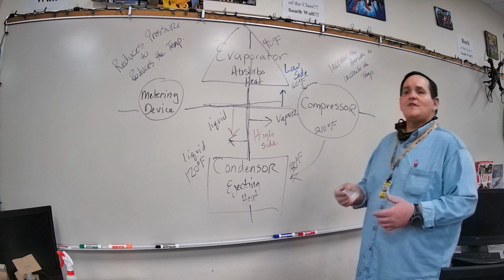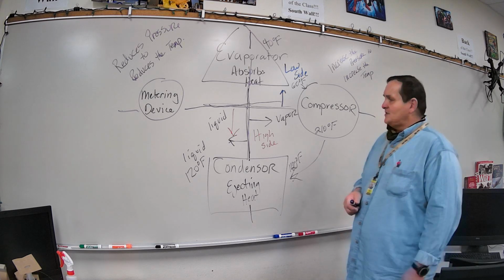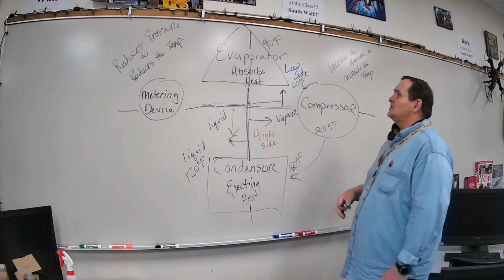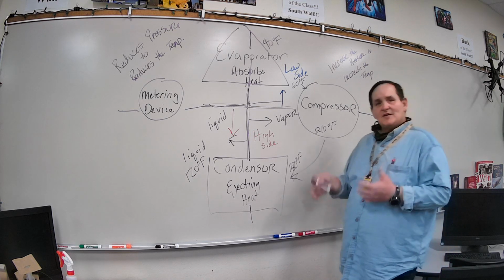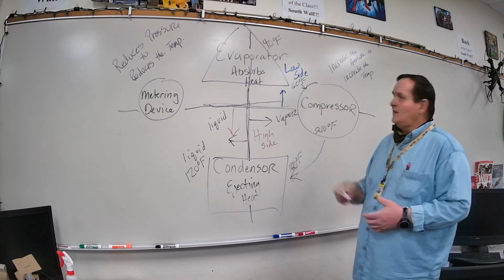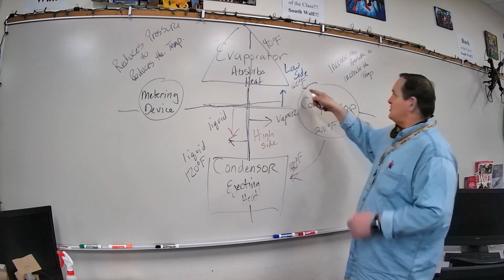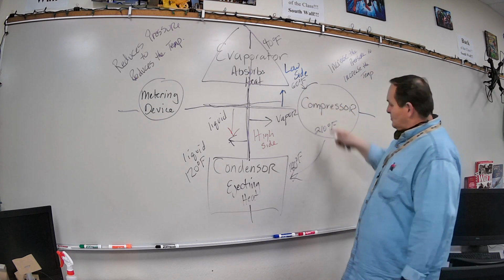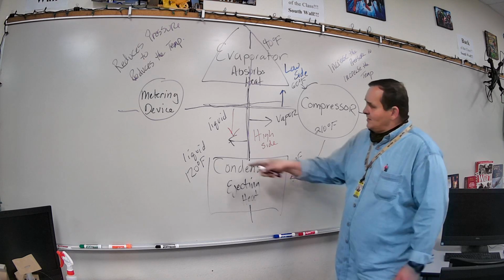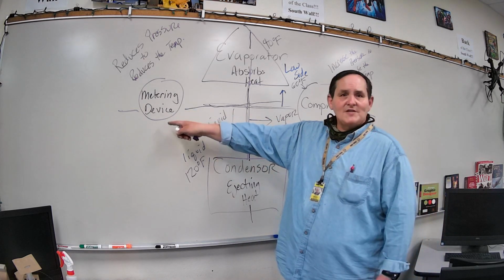And this is just the basic circuit of an air conditioner or a refrigerator or a window unit. Anything that is a cooling device at this point. This is how it basically works. Like I said, the other components aid in this process. There are components that help make sure nothing but vapor gets to the compressor. There are components to make sure that nothing but liquid gets to the metering device.